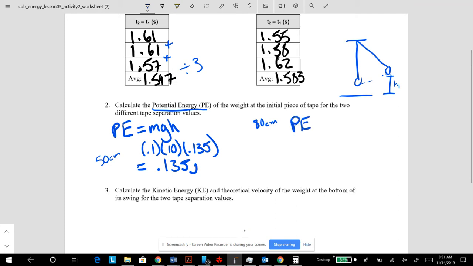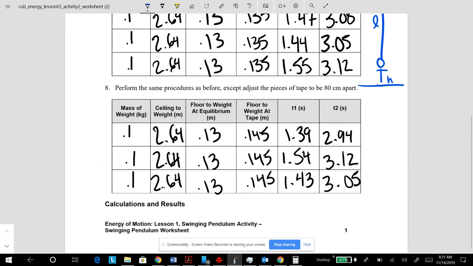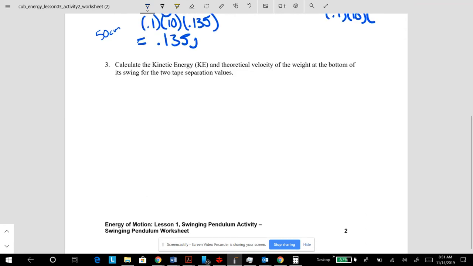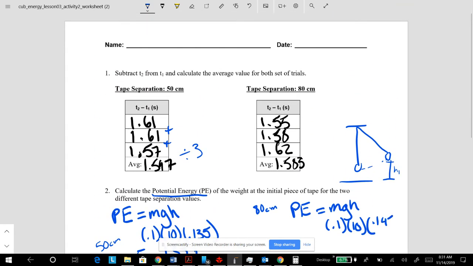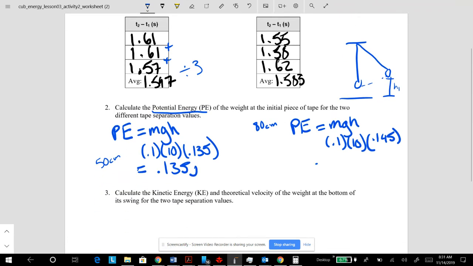I'm going to say potential energy is equal to mass times gravity times height. So as you guys can see, mass and gravity are going to be the same exact thing. My height's the one that changes. So if I come back up on this one now, this will be my H1 for the 80 centimeter drop, it's going to be 0.145, right? So I come back here and I say 0.145. Once I do all my math, I should get the same idea down here because 0.1 times 10 is 1. So 1 times 0.145 is 0.145. So for my 80 centimeter drop, I have 0.145 joules. For my other drop, I have 0.135 joules.